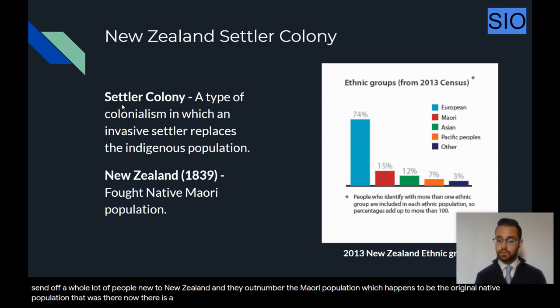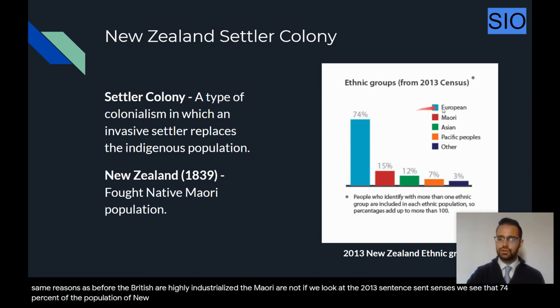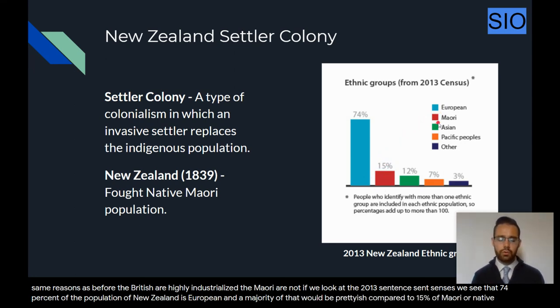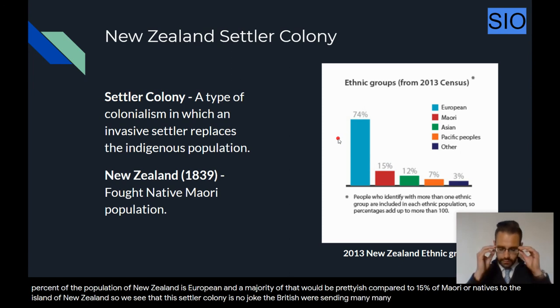Now, there is a Maori rebellion. There is a rebellion against the British invaders, but it does not work out for the same reasons as before. The British are highly industrialized. The Maori are not. If we look at the 2013 census, we see that 74% of the population of New Zealand is European, and a majority of that would be British, compared to 15% of Maori or natives to the island of New Zealand. So we see that this settler colony is no joke. The British were sending many, many people over there.